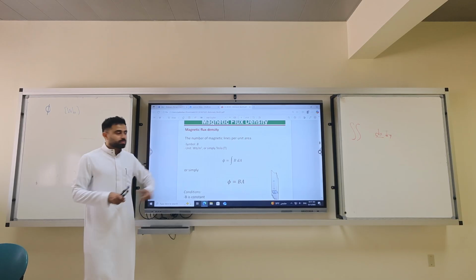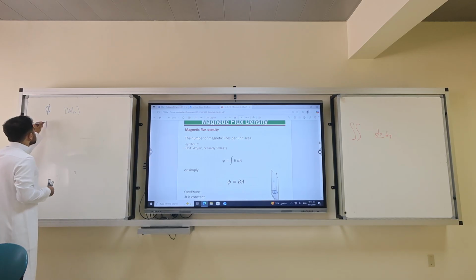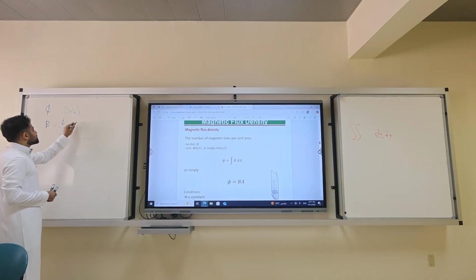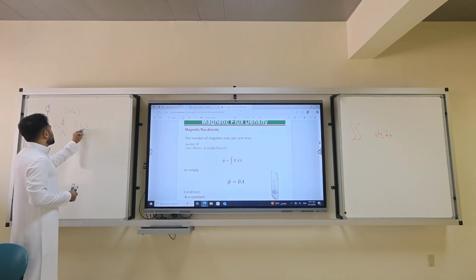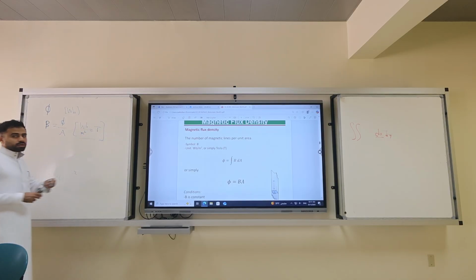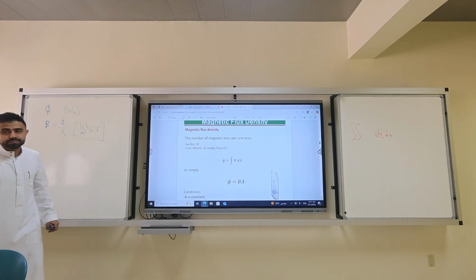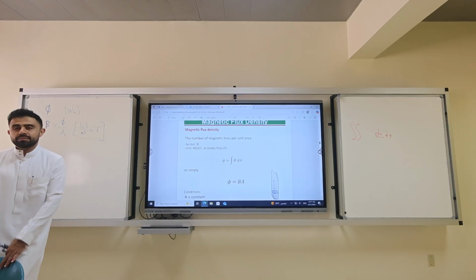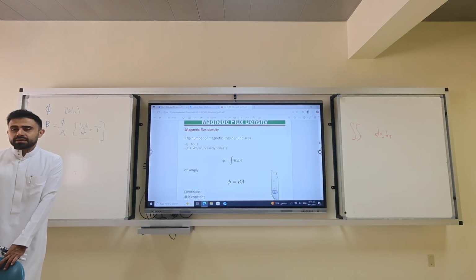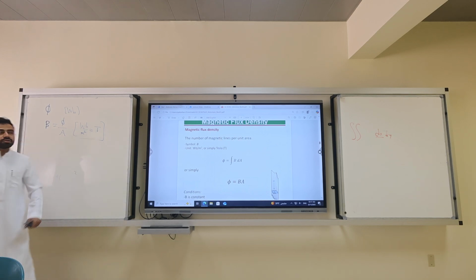Quantity number 2, magnetic flux density, which is nothing but flux divided by the cross-sectional area, which is Weber per meter square, which is Tesla. So B is Tesla. Say with me, B is Tesla. You know why they named the unit Tesla? Because Tesla failed in society. So to honor him, they named the unit Weber per meter square.